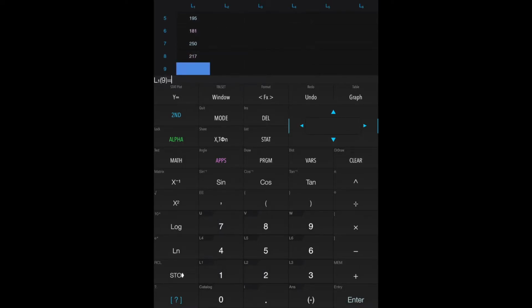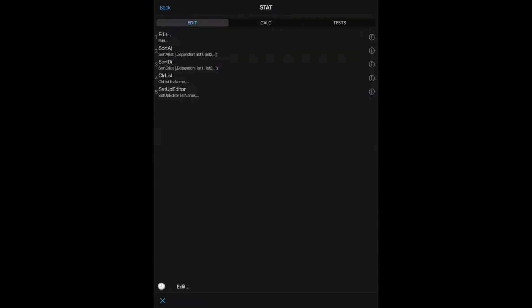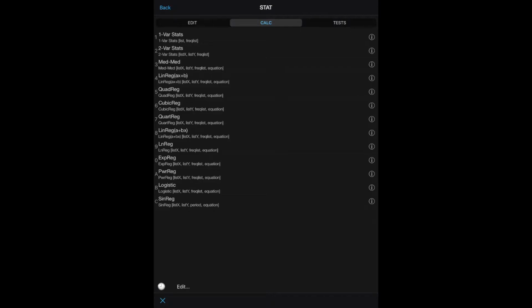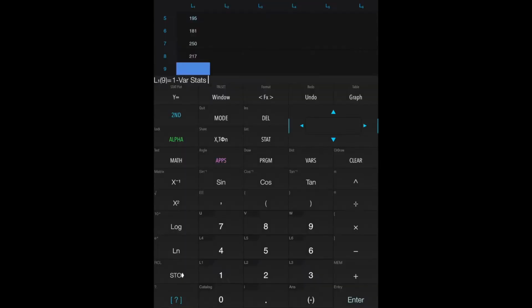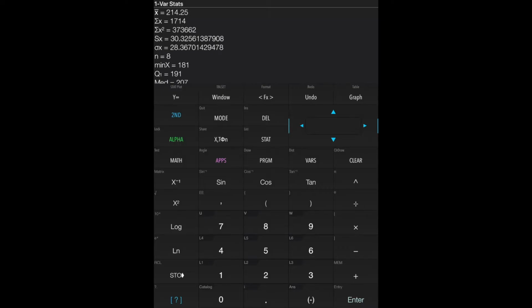Now that we have them all in there, we go back to stat, go to the calculate menu, and select item 1, which is 1-Var Stats, and hit enter. We see that we have a mean of 214.25. If we round to the first decimal like the problem tells us, that's 214.3. Then our sample standard deviation is the 4th item that we see there, which is Sx. Remember, the sample standard deviation is denoted with an s. If we round to the first decimal, that's 30.3.